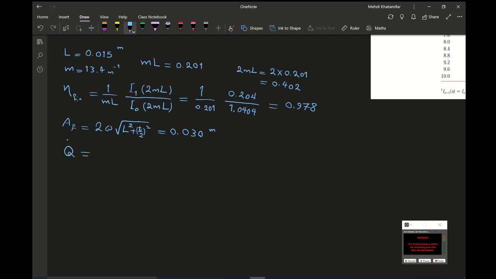And finally, Q dot is going to be fin efficiency 0.978 times area 0.03 times h, which is 50, times temperature difference, which is 80, and it is going to lead us to 117.3 watt per meter. This is the heat transfer rate, and the volume is going to be tL divided by 2, again multiplied by w, which I am not going to include, and it is going to be 2.25 times 10 to the power minus 5 meter squared.